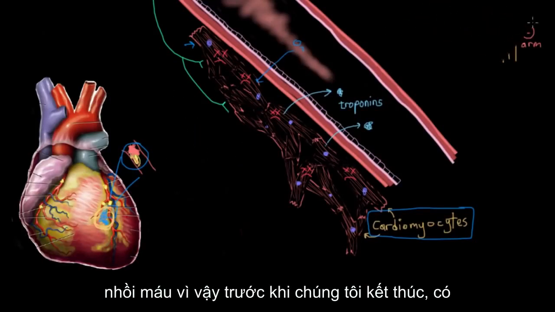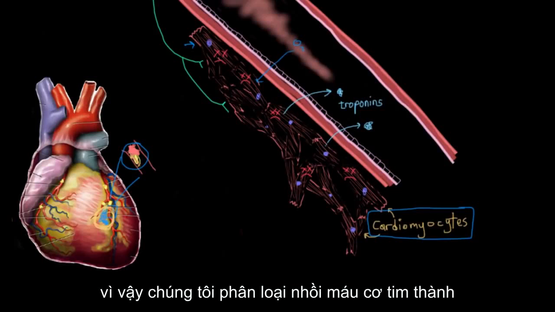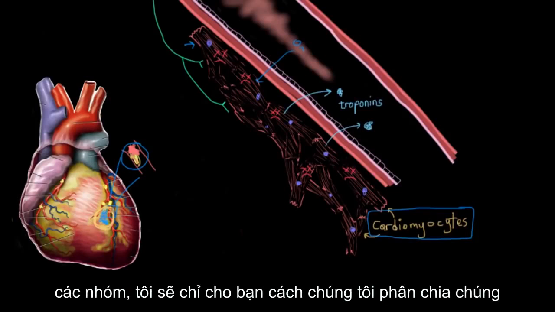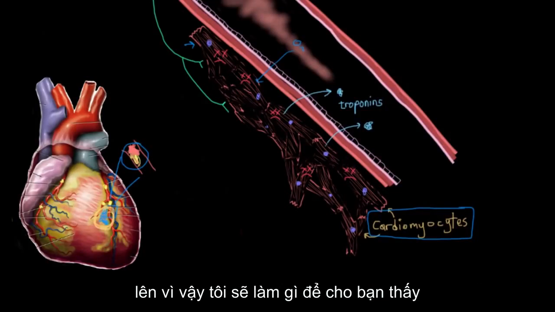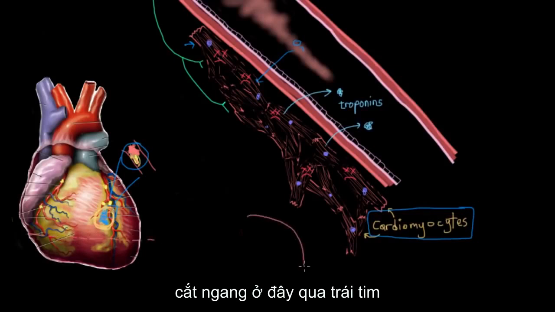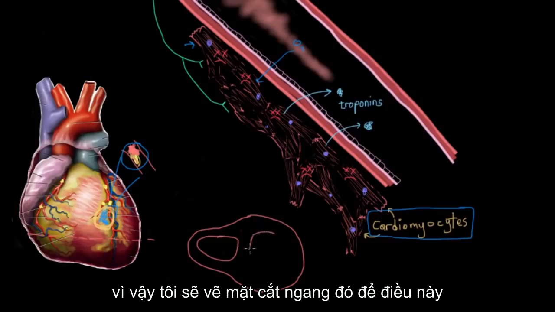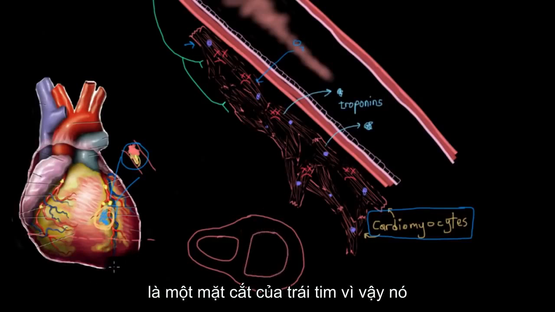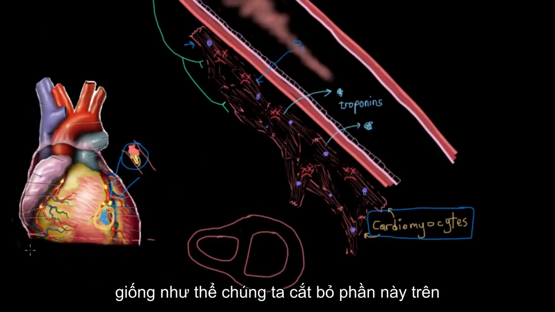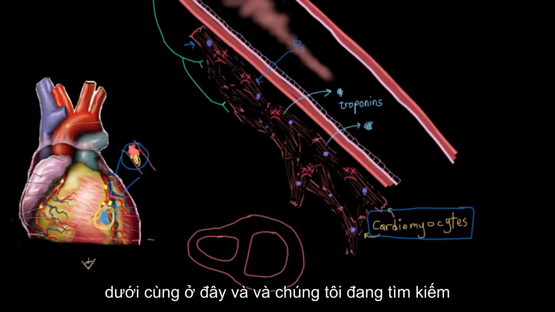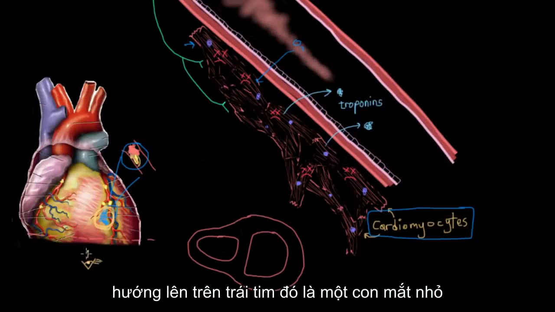So before we finish up, there's just one more thing I want to show you. So we classify myocardial infarcts into two main groups, and I'll show you how we divide them up. So what I'm going to do to show you this is we're going to take a cross section across the heart muscle, okay? So I'll draw that cross section. So this is a cross section of the heart. So it's sort of as if we cut away this part on the bottom here and we're looking upward at the heart. That's a little eye there.